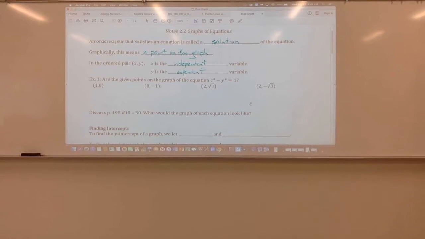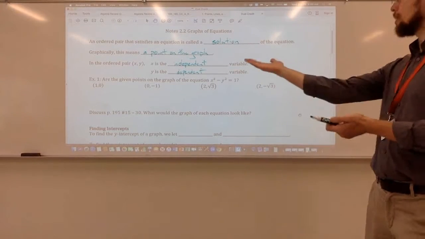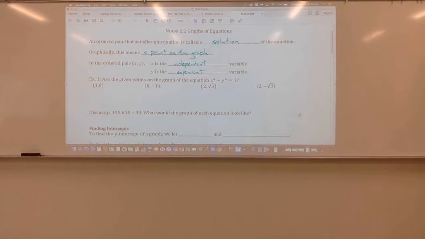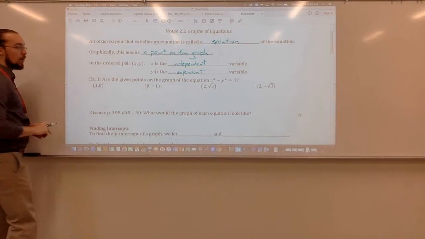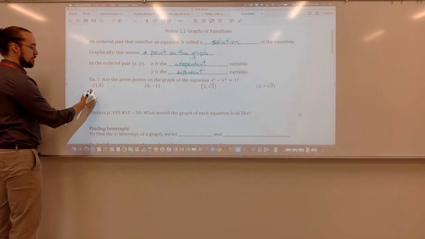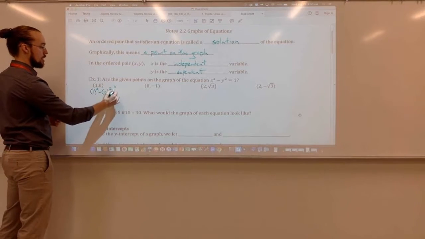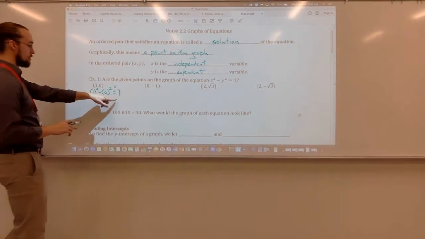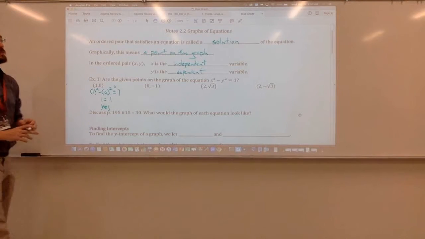Okay, so first, we just want to think about whether certain points are on a graph. How would I test if the point 1, 0 is on the graph x squared minus y squared equals 1? Plug it in, see if it's true. So I plug in 1 for x, 0 for y, and see if I get a true statement. 1 squared minus 0 squared, does that equal 1? Yes, 1 minus 0 is 1. That is true. So, yes, the point 1, 0 is on this graph.